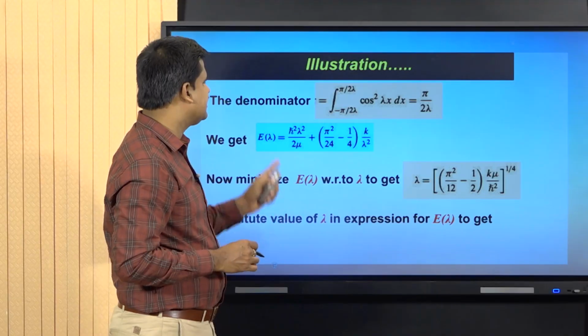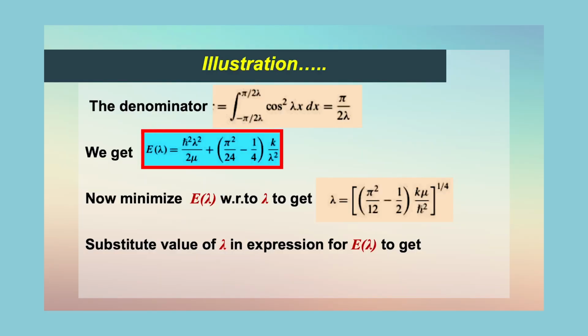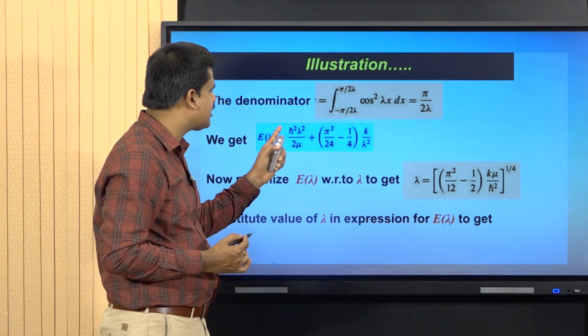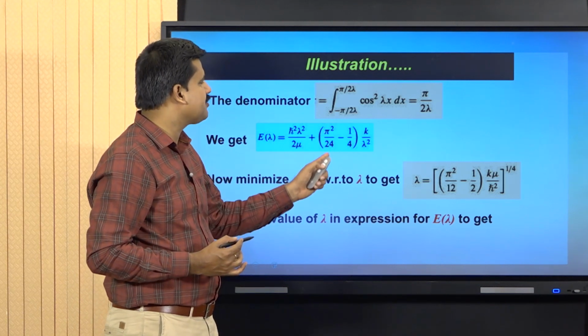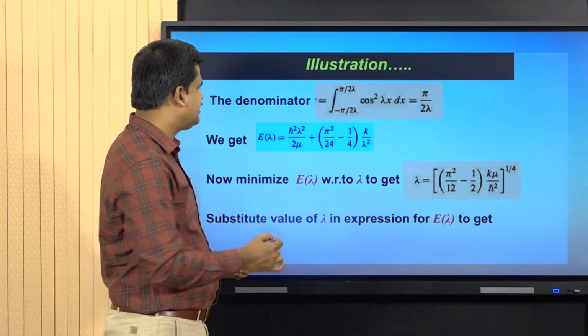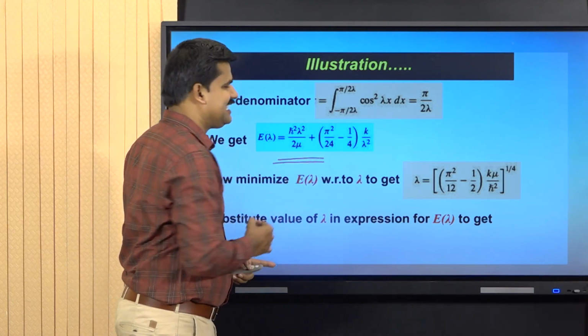Thus, we get energy of phi. Instead of energy phi, I am putting energy of lambda, since lambda is the variational parameter. Numerator by denominator, on simplification, I got ħ square lambda square by 2 mu plus pi square by 24 minus 1 by 4 into k by lambda square. And this is the calculated energy.